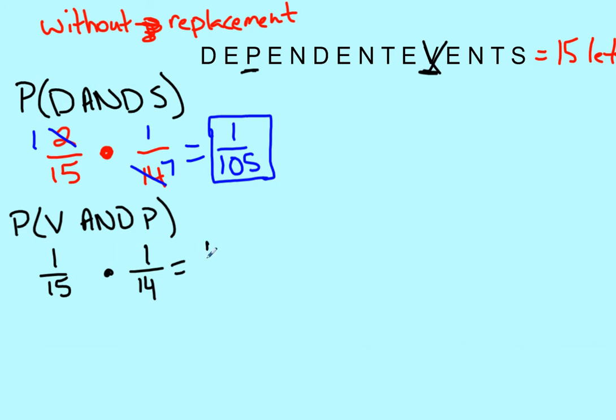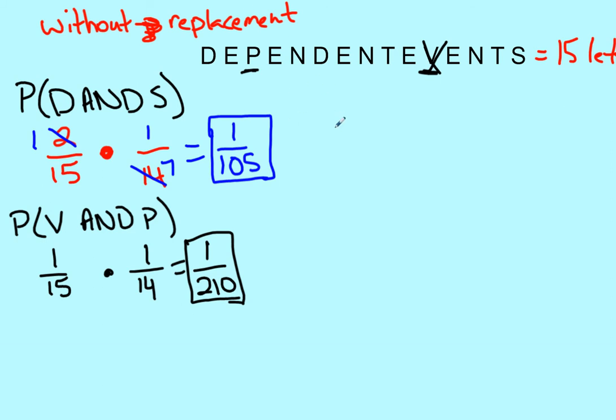So 1 times 1 is 1. 15 times 14 is, if I remember this, 210. Right, because 225 minus 15 is 210. Here's your answer for that one. Alright, here's where it gets maybe a little trickier.